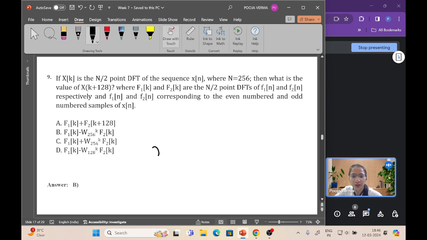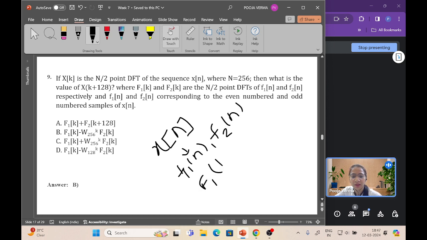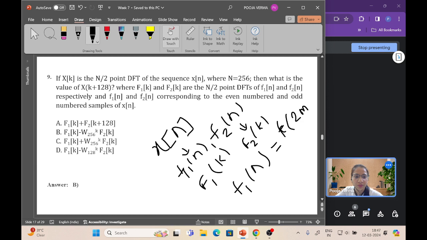So as we know, x of n is a sequence which is divided into even-numbered samples and odd-numbered samples. Those sequences are f1(n) and f2(n), and their DFT representations are capital F1(k) and F2(k). f1(n) is represented as f(2n), the even-numbered sample sequence, and f2(n) is the odd sequence, represented as f(2n+1), right? The DFT of this one is F2(k), and for the even sequence F1(k), right? We already know that.